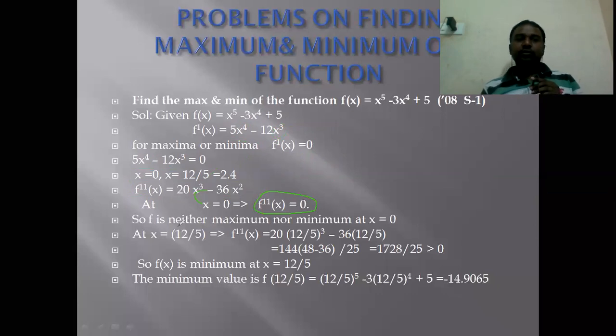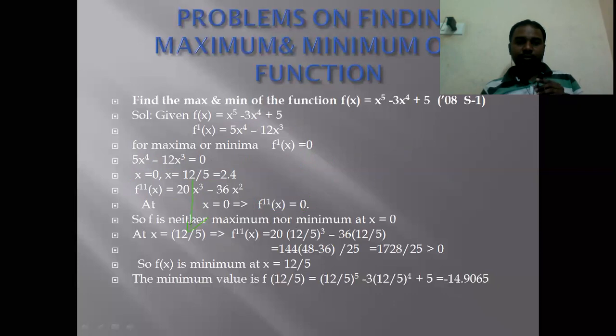We say that f is neither maximum nor minimum at that particular point. So at x is equal to 0, the function is neither minimum nor maximum. Somewhere else the function is going, so at this point it is not maximum, it is not minimum. The other point also we will check.